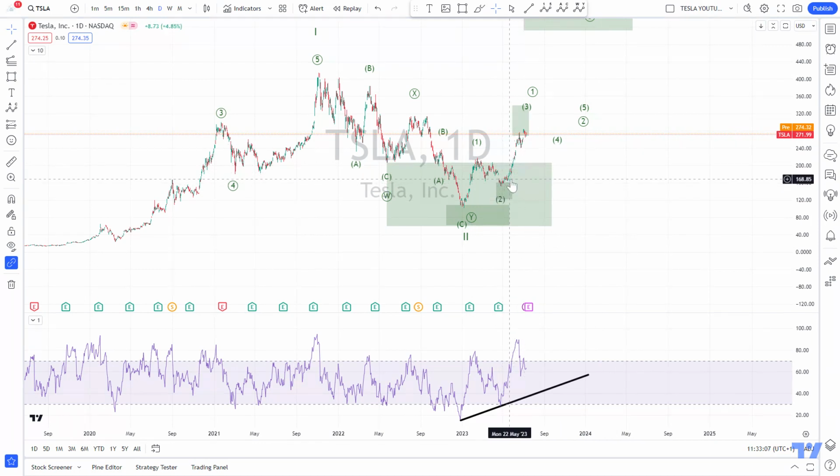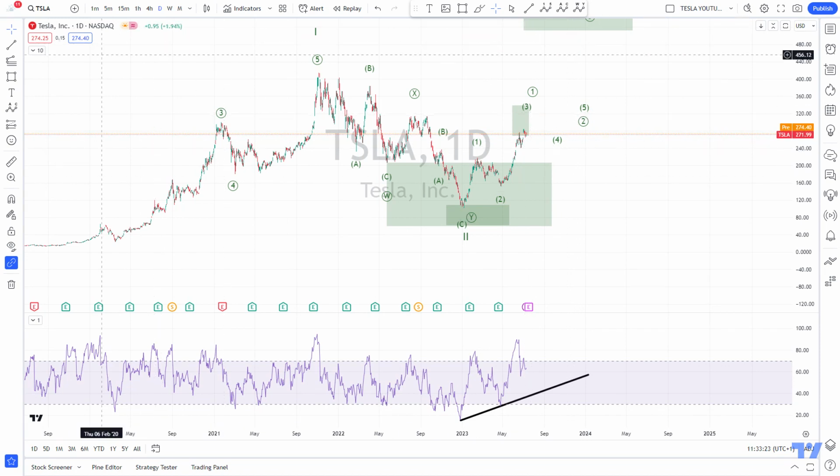Very nice reaction. And then here we clearly have an impulse again. So now the question is, where are we exactly? Could this be ending? I will have a closer look at this in a minute.